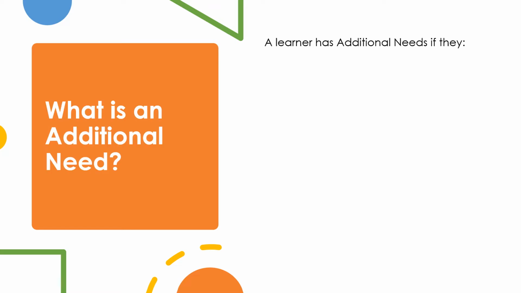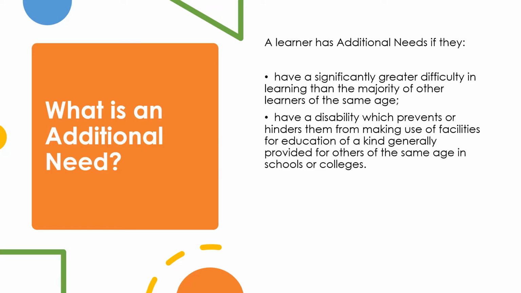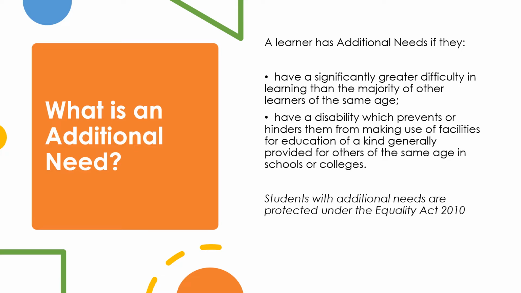off by introducing what is an additional need. So I'll just put these out there. A learner has any additional needs if they have a significantly greater difficulty in learning than the majority of other learners of the same age, or if they have a disability which prevents or hinders them from making use of facilities for education of the kind generally provided for others of the same age in schools or colleges.